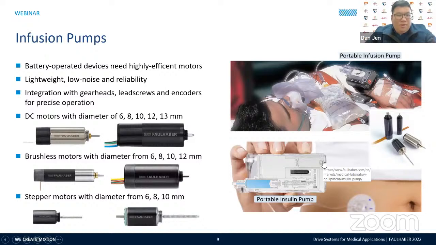Infusion pumps, usually battery-operated devices, need highly efficient, lightweight, low noise, and reliable motors. So for this case, we have used DC motors, brushless DC motors, and also stepper motors with linear components.